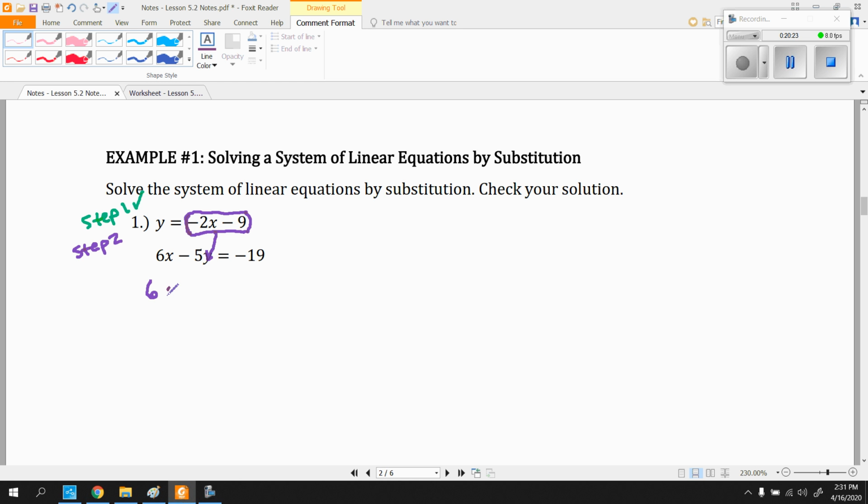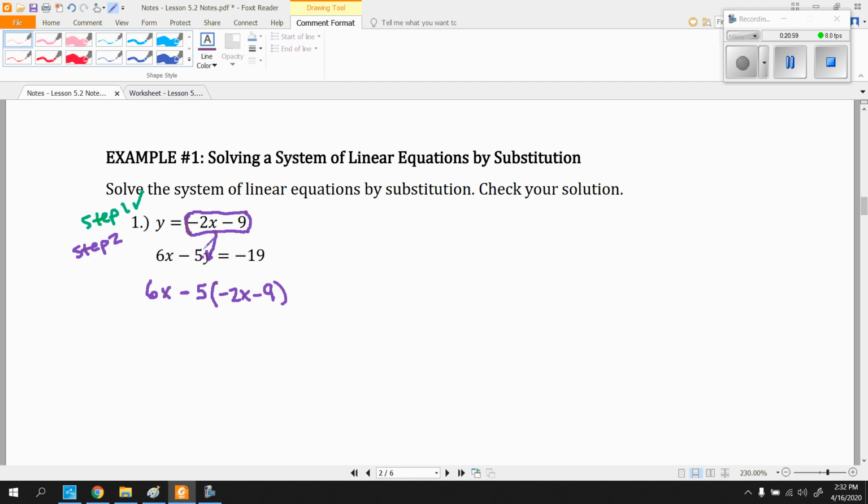So here's my work now starting to show up. 6x minus, did I do anything with this 5? Nope, I'm leaving this 5 here. But now we said we're going to substitute. I'm going to replace this y that was part of this other equation. I'm going to replace it with something that I know y is equal to. So instead of 5 times y, we've got to say 5, because this is 5 times y, right? 5 times this whole thing, negative 2x minus 9. Okay? That's the actual substitution part.